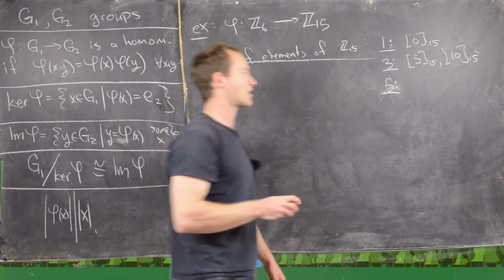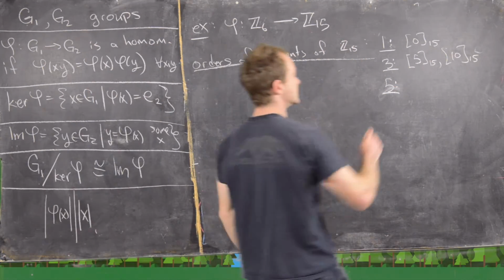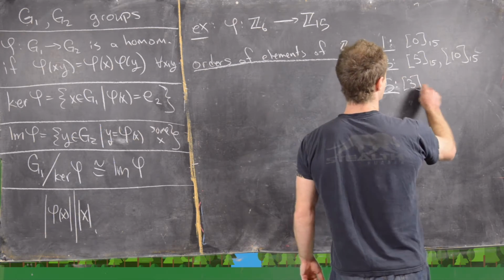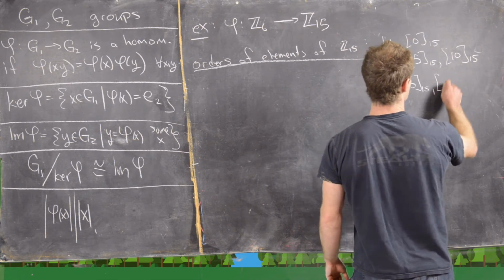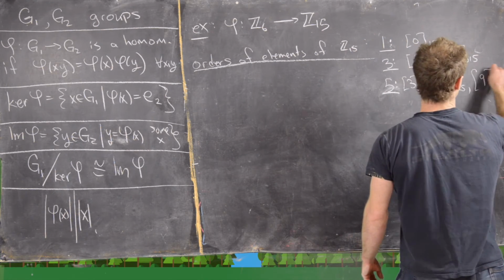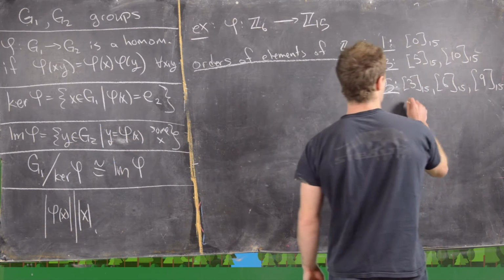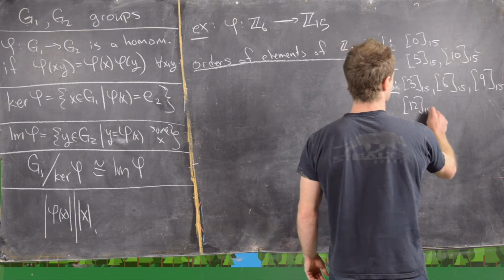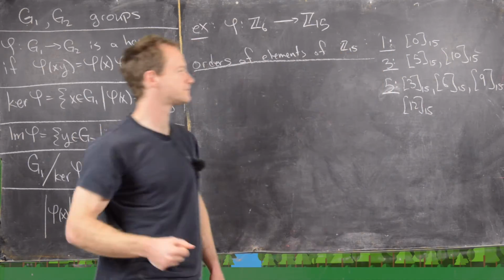So let's see, what are our elements of order 5? So we'll have 3 is going to have order 5, 6 is going to have order 5, 9 is going to have order 5, and then finally 12 is going to have order 5.